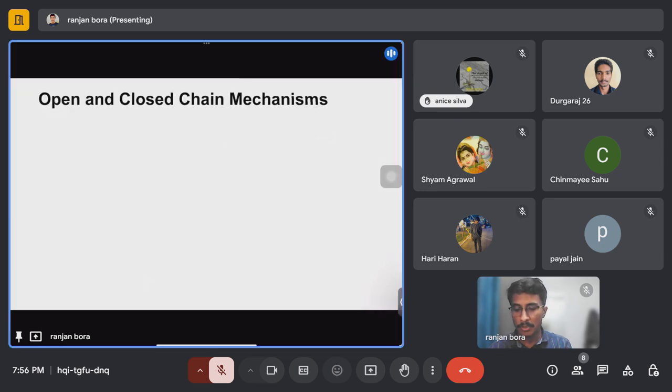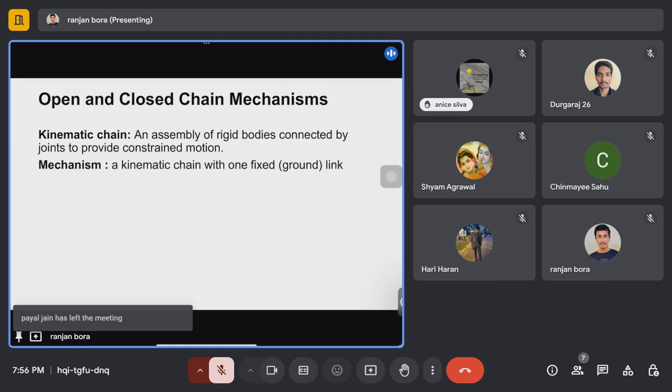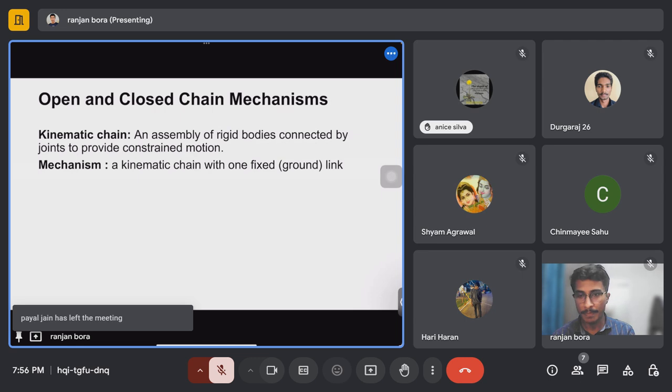So there is one more, which is open and closed chain mechanisms. First, what is a kinematic chain? It is an assembly of rigid bodies connected by joints to provide constrained motion. And when one link of that kinematic chain is fixed to the ground, then it becomes a mechanism.